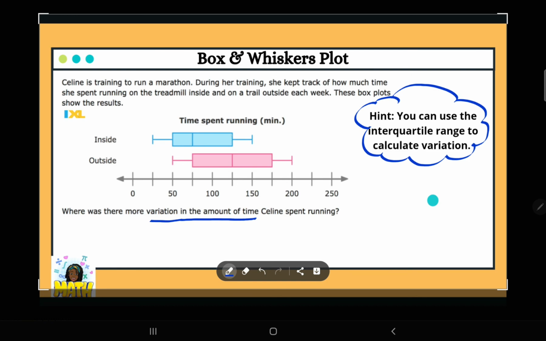So for the inside, we have 125 and 50. So 125 minus 50 is 75. And then we have 175 and 75. 175 minus 75 is 100. So the outside would have more variation.